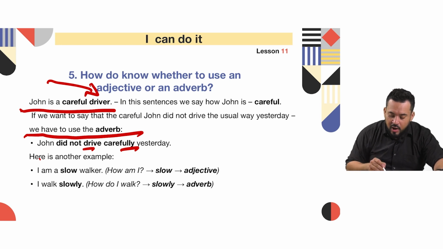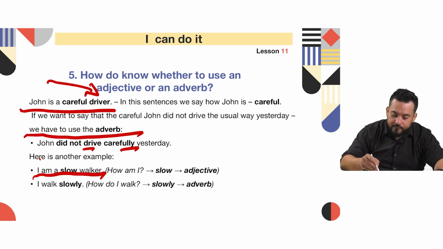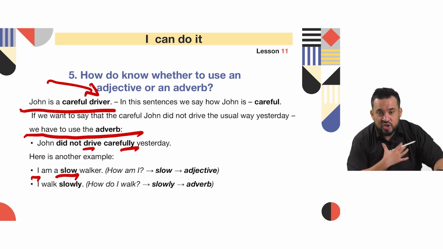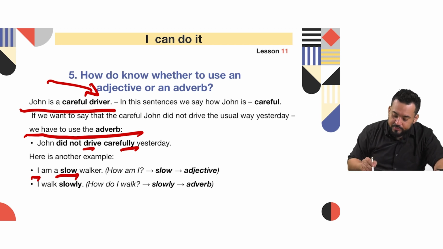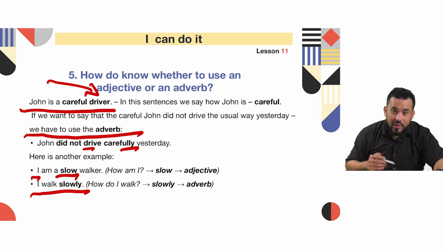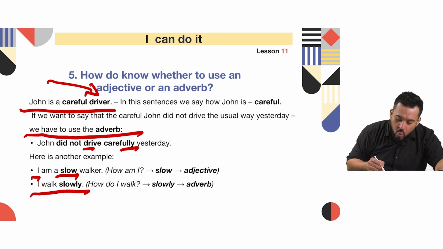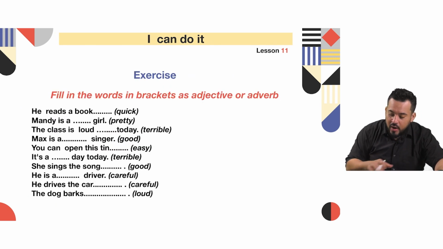Another example, I am a slow walker. Here I'm describing me, this is describing me as a slow walker. Now, slow is an adjective. If I say I walk slowly, then it's not an adjective, it's an adverb because it's describing walk, and walk is a verb, okay?